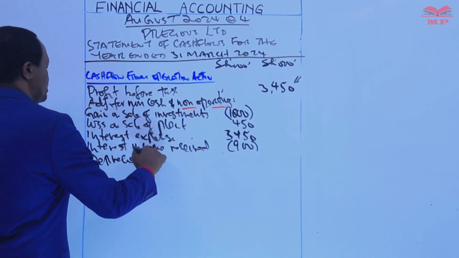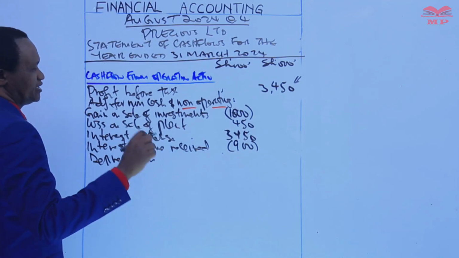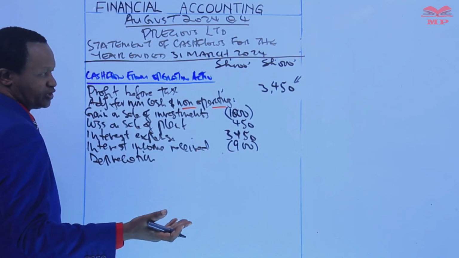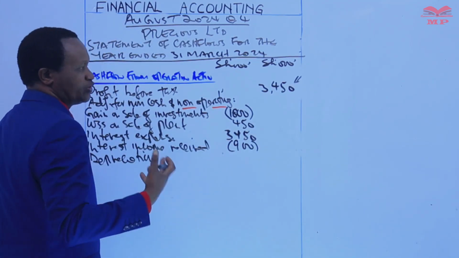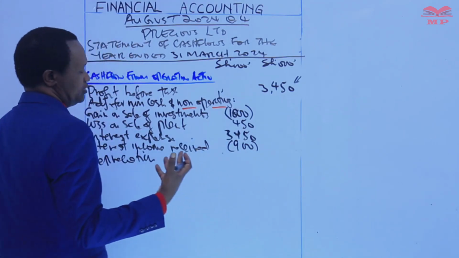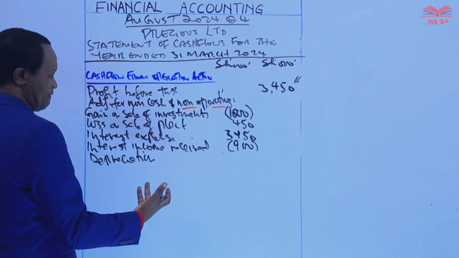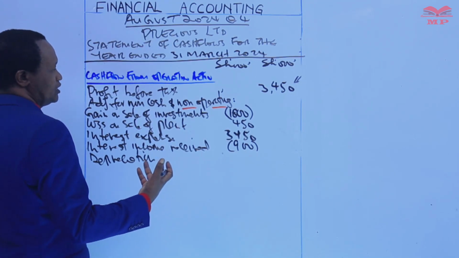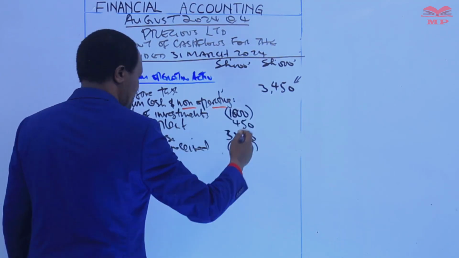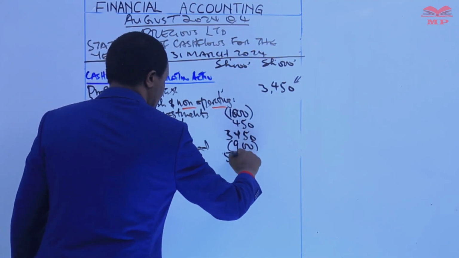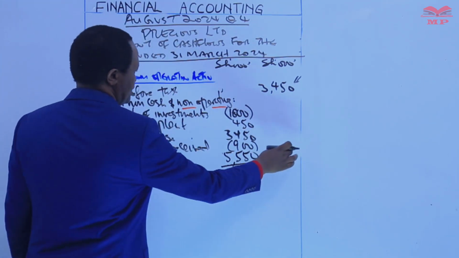Depreciation is a non-cash item. When we provide for depreciation, there is no money that is paid. It is an expense, but does not involve the movement of cash. That's why we call it a non-cash item. And since it was deducted from the gross profit to get this net profit, we have to add it back, 5,550,000.